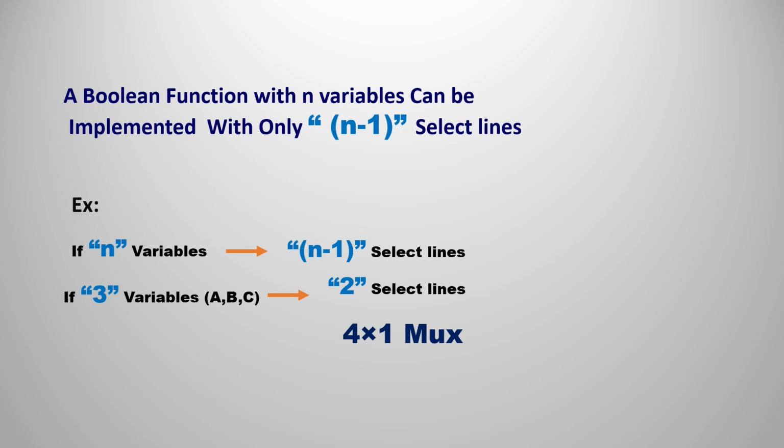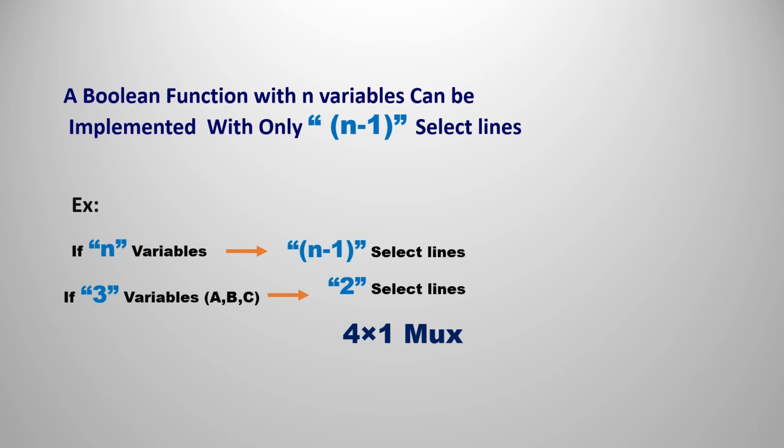What if I say we only require n-1 select lines to implement any Boolean expression that they have given? That can be performed with the help of the second method. Now I will discuss the second method. Before that, let's see a statement here. A Boolean function with n variables can be implemented with only n-1 select lines.